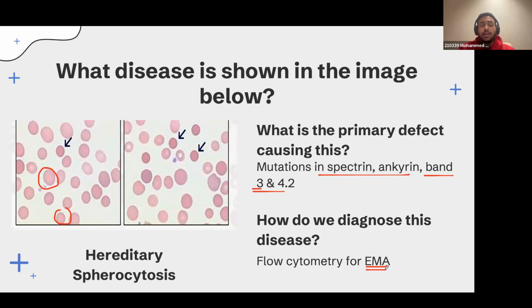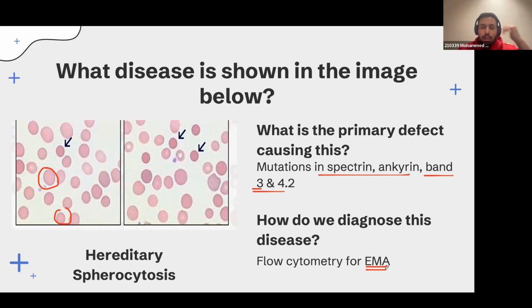Coombs test, will it be positive or negative? Negative, good. What do we differentiate using Coombs test? Hereditary spherocytosis versus what? Autoimmune hemolytic anemia, perfect, good. That's important because you do see spherocytes in autoimmune hemolytic anemia, specifically the warm type.